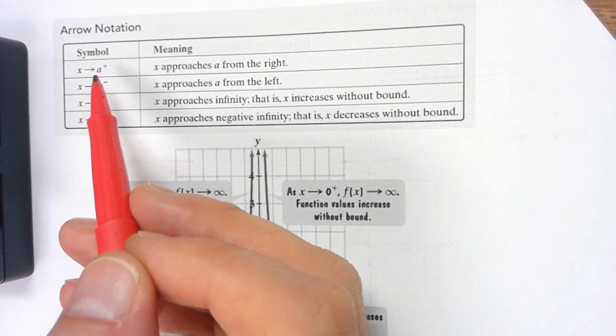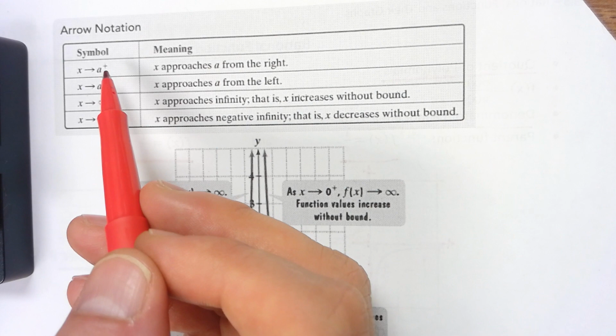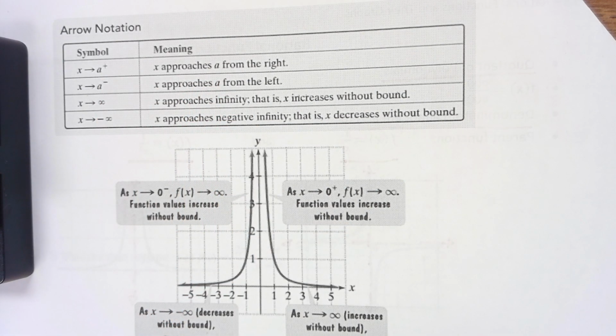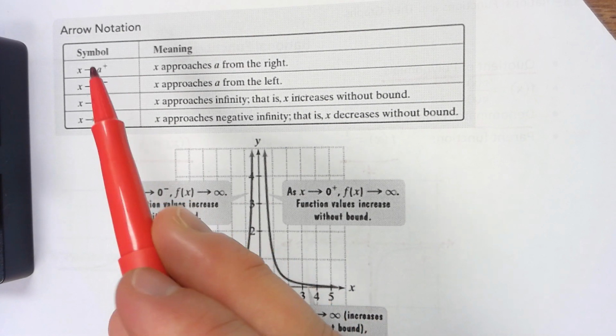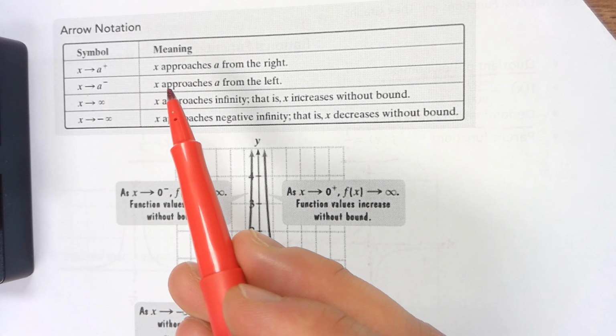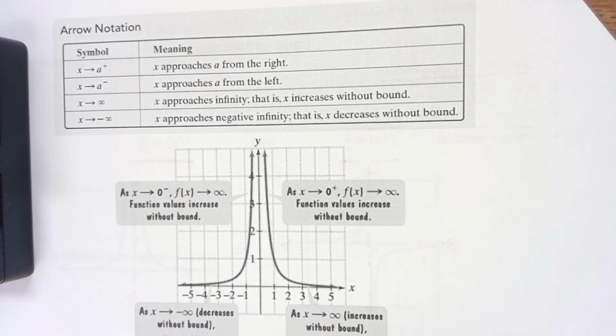So if x approaches a from the positive side, that means that x is approaching a from the right side, right? Positive being on the right. Similarly, if x approaches a from the negative side, that means x approaches a from the left side. So this is a way for us to describe what the graph is doing as we approach certain values. Now, we're not going to do a ton of this in this class. We will with these graphs here.